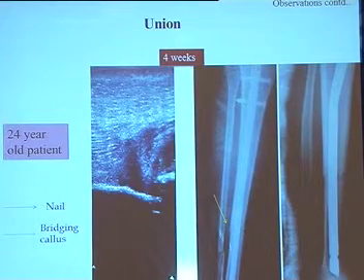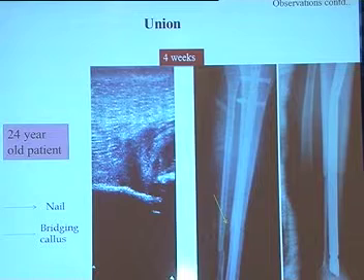At 4 weeks, what happened? At 4 weeks, see the nail size is gradually decreasing. The callus has started forming at the fracture site. This is the nail, this is the callus. The same 24 represents 4 weeks.